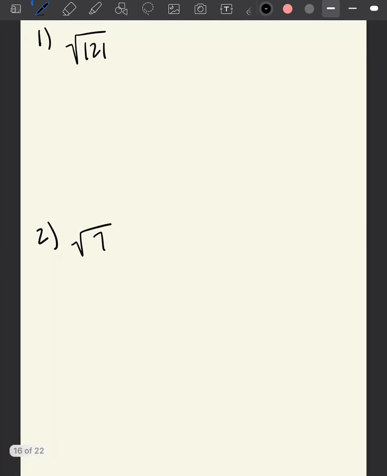So we'll start off pretty easy here, and we have the square root of 121, and the factors of 121 is just 11 multiplied by itself. So the simplified form of the square root of 121 is 11.